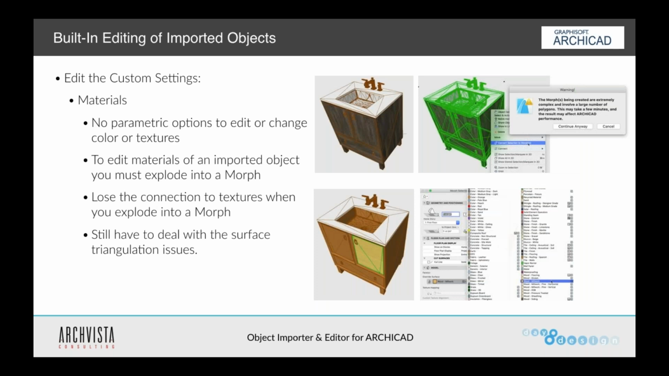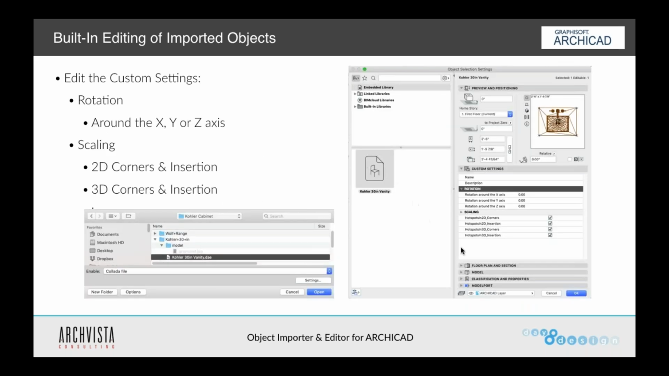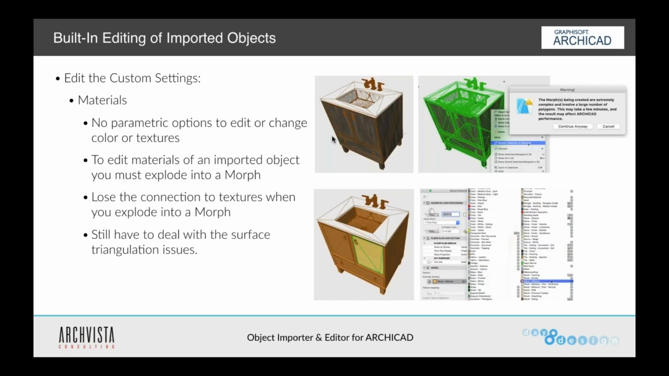What I mean is that if I bring this in and want to change just the sink material, I can't do that without exploding it into a morph, because if I go into the model panel and change the material, I'll change the material for everything. That means the material for the handle, which is different, the wood, the sink, and the tap. These are all four different materials within here, and I'd be changing it for the entire element.